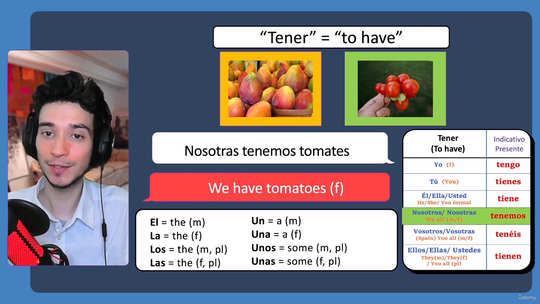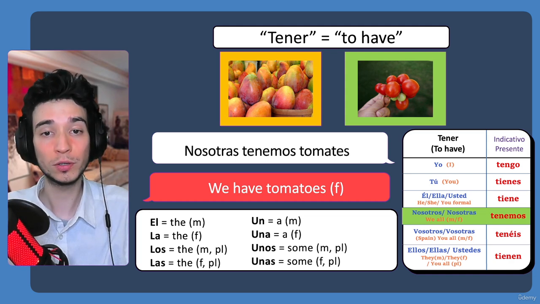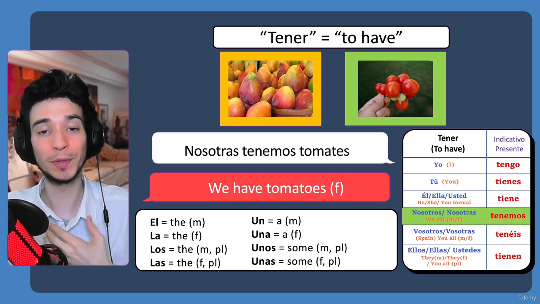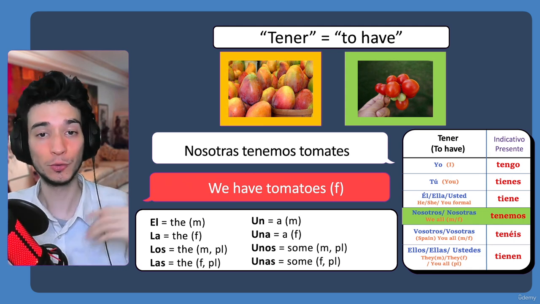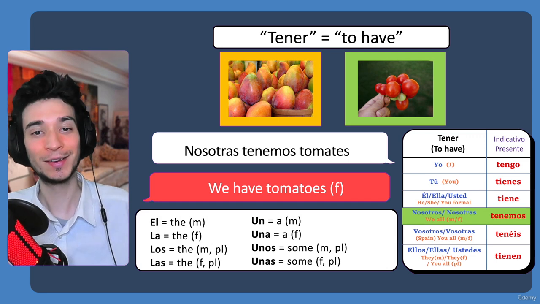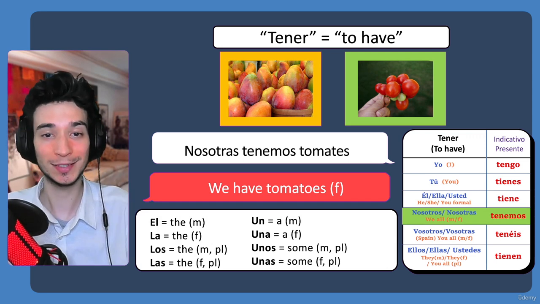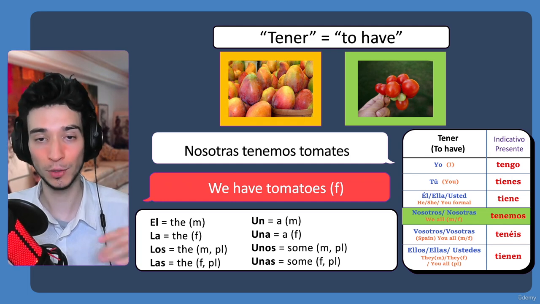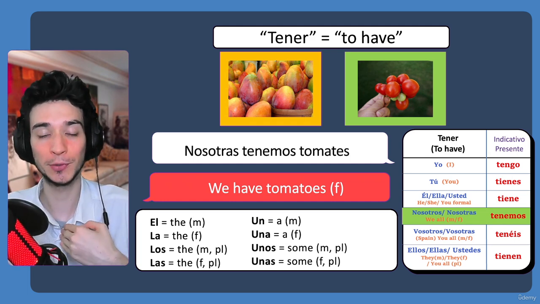And nosotras, let's see the example. Nosotras tenemos tomates. So using nosotras means that there's only women. So you are with a group of women, and you're also a woman. Nosotras tenemos tomates. We have tomatoes. And if you're going to use nosotras, make sure you're actually female.